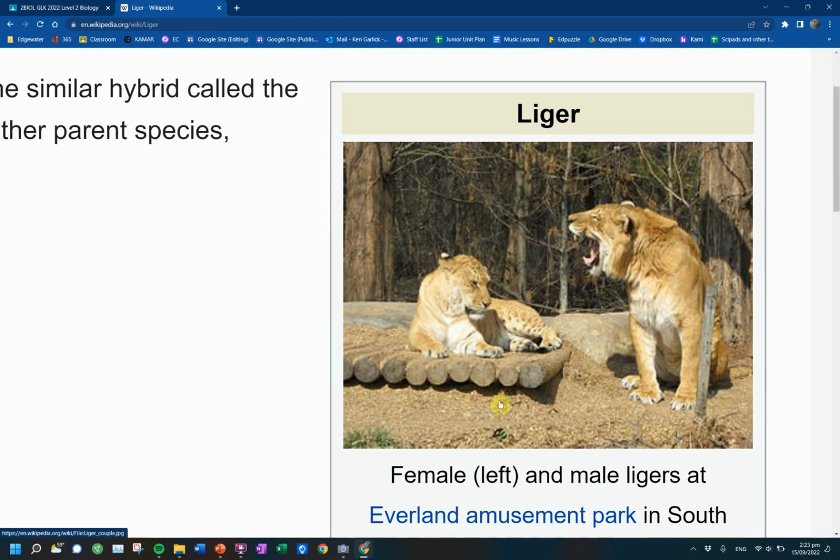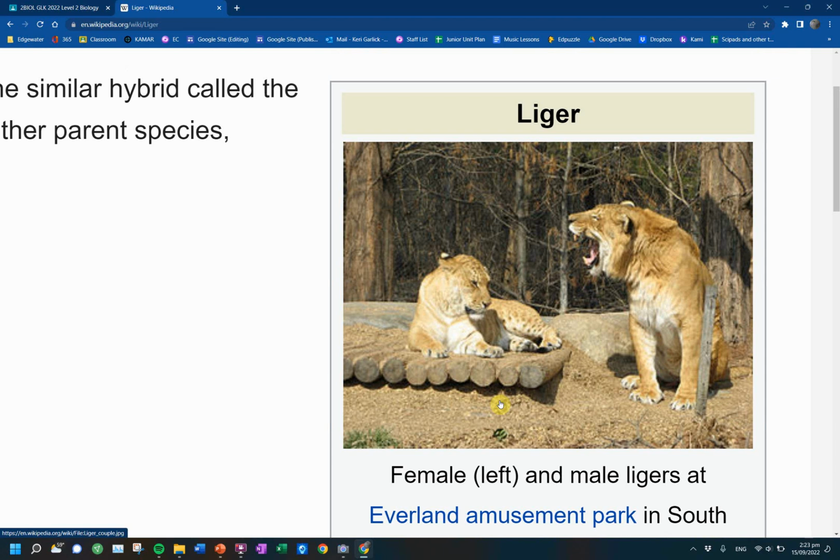Are they together to procreate? So they have been put together. The lion and the tiger have been put together to procreate. They make an offspring that we call a liger. But the liger cannot have offspring of its own. Why not? Because the chromosome numbers don't match.